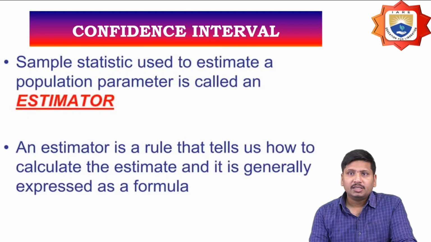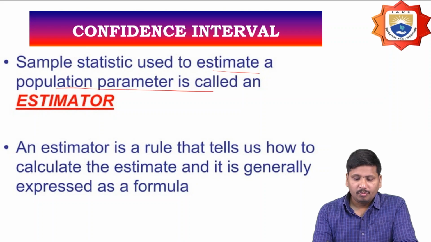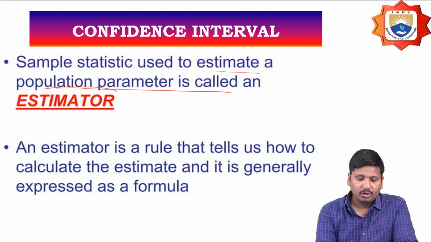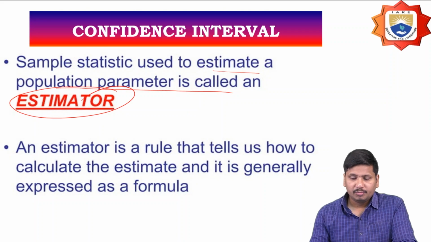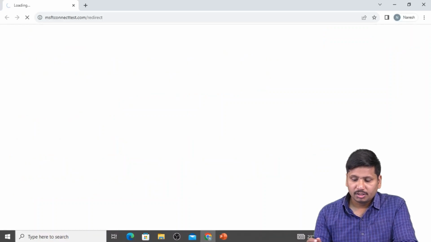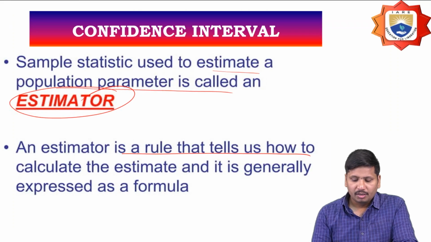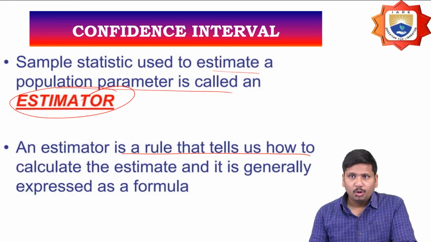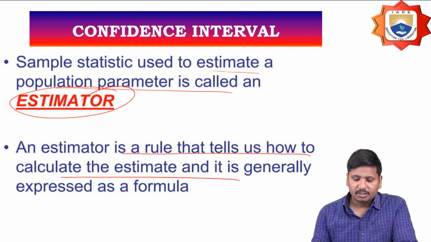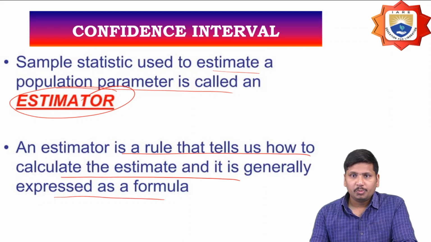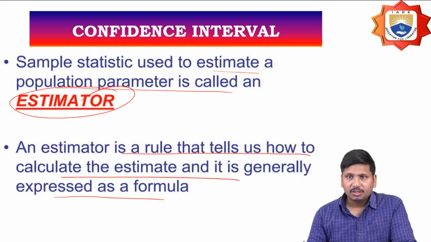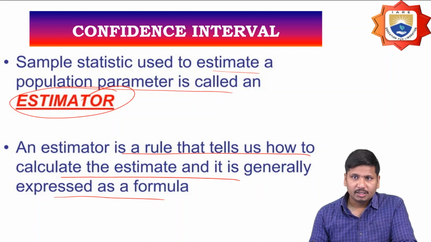The sample statistic is going to be used to estimate the population parameter, which we call the estimator. And this estimator is the rule that tells us how to calculate the estimate, and it is generally expressed as a formula.